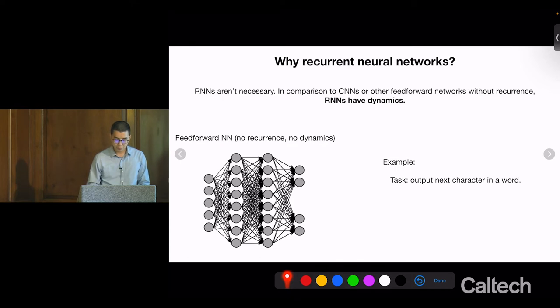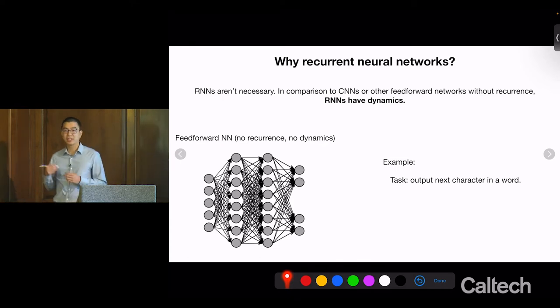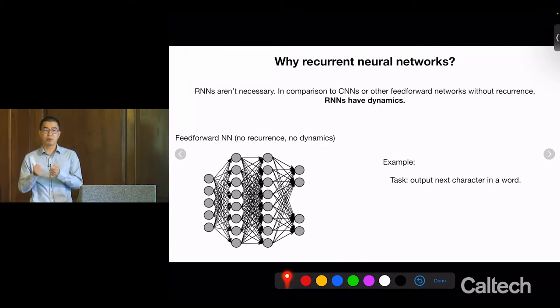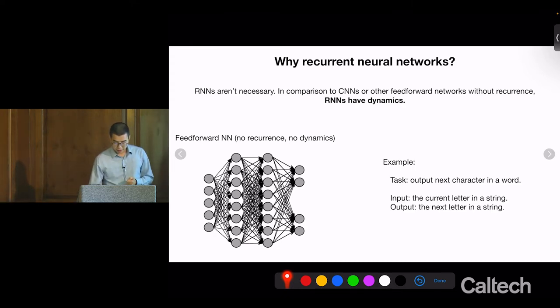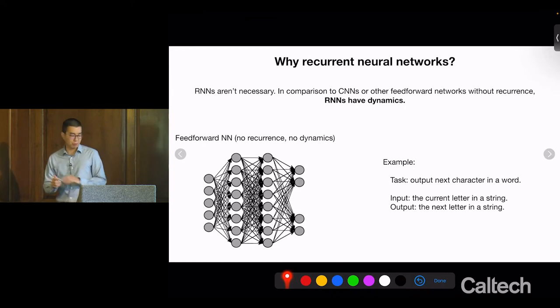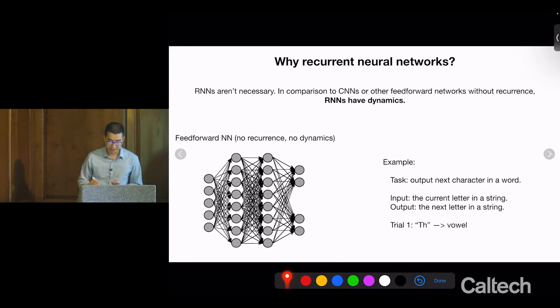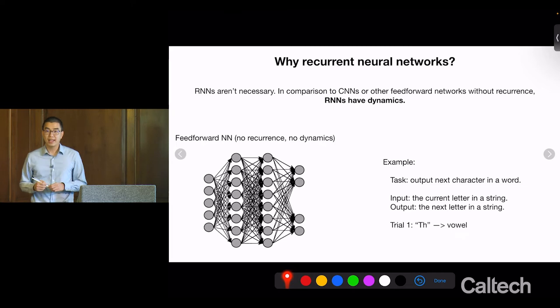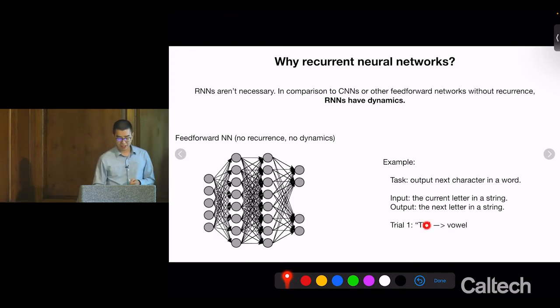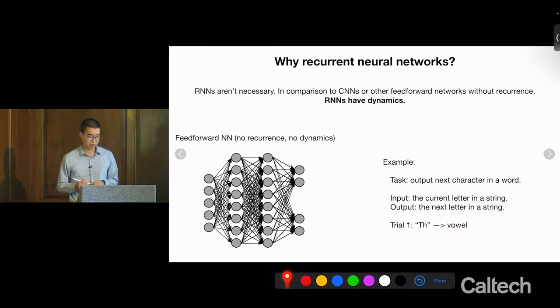So a quick example for this is if your task is a natural language processing task where your input is the current letter of a word and your goal is to predict the next character in that word. So your input is only the current letter. So maybe you've had the letters T and then H typed, and so your current input is the letter H. In this task, if your goal is to predict the next character, you would hope that the architecture is going to output a vowel like E or A or O, something that follows TH.